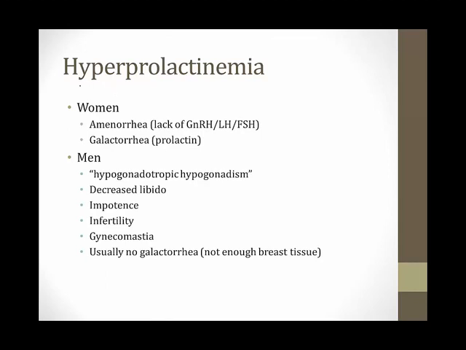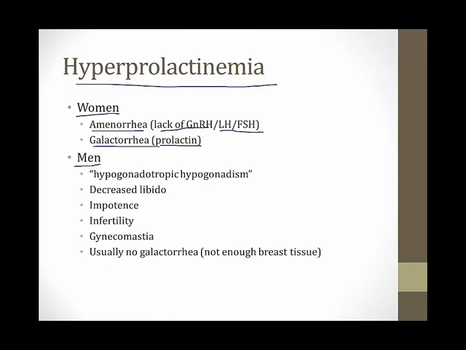Those pituitary adenomas cause hyperprolactinemia, and the symptoms of high prolactin levels vary by whether you're a man or a woman. So in women, this causes amenorrhea. Remember that prolactin suppresses GnRH, and this suppresses LH and FSH, and thus the menstrual cycle does not occur. In addition, women can develop galactorrhea, and this is because the prolactin drives growth of the mammary glands.